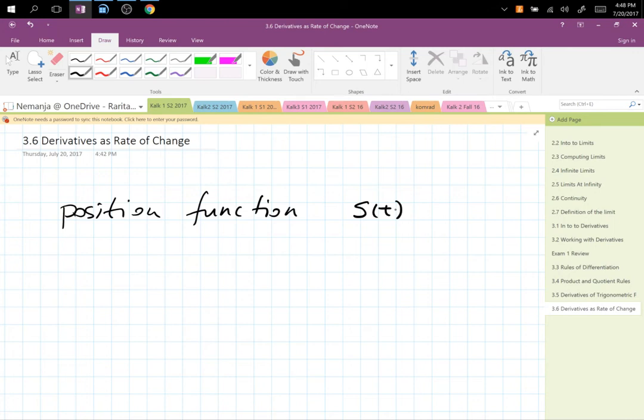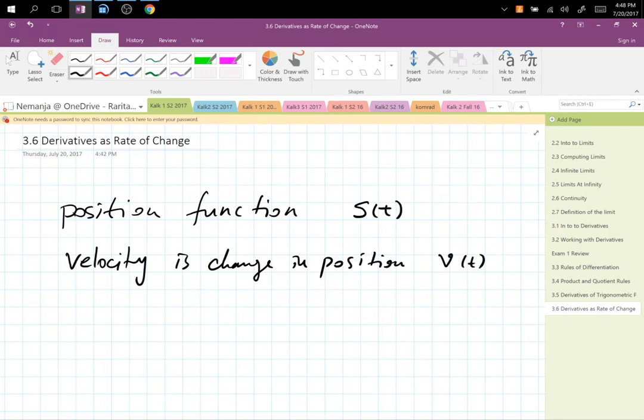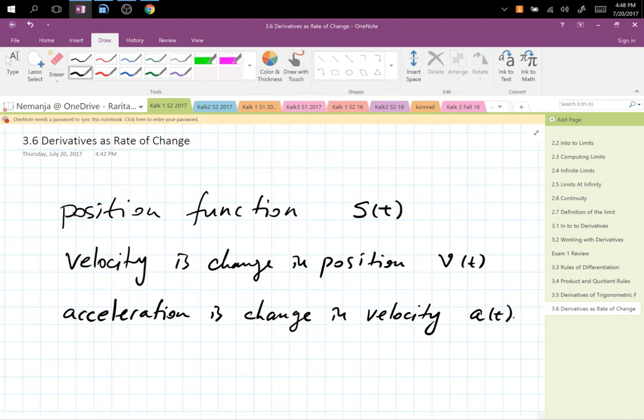And then we're going to say that the velocity function is the change of the position function, which means velocity is the derivative of position. So velocity is the change in position and has the handle of v of t. And then finally, acceleration is the change in velocity, which will be a of t. Now there is also one more, jerk, which is the change of acceleration.